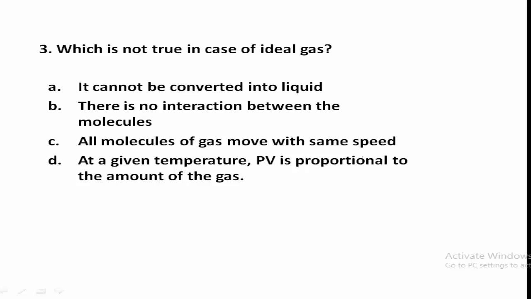Fourth one, at a given temperature PV is proportional to the amount of gas. That is given by the ideal gas equation, PV is equal to nRT. So option D is also a right one. They asked which one is not true. So option C is not true, and hence it is the correct answer, option C.